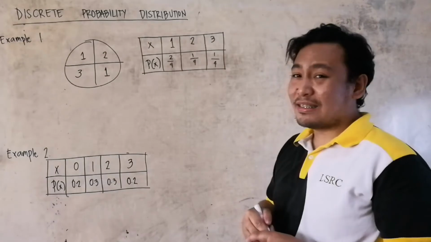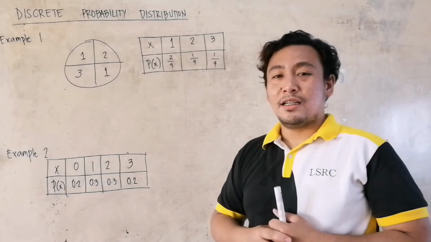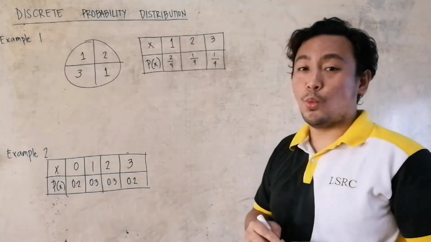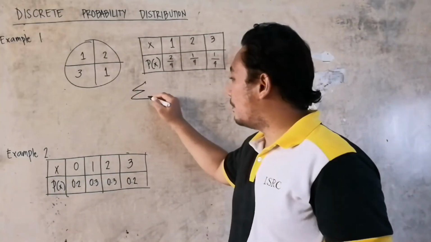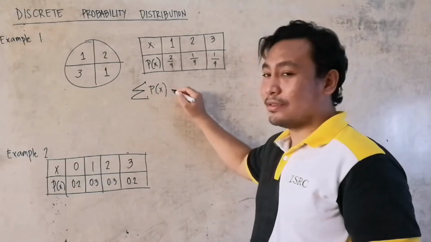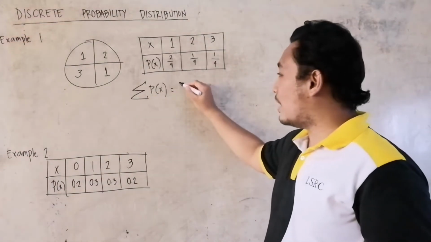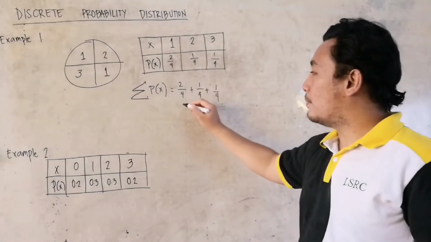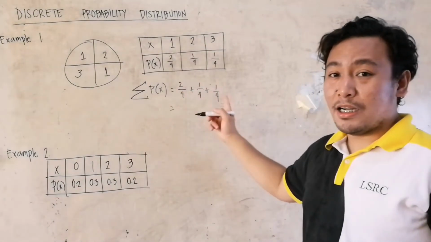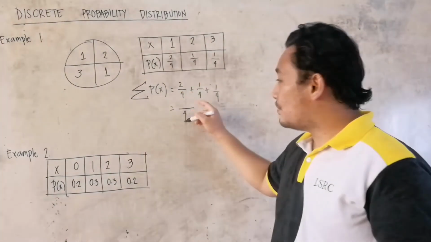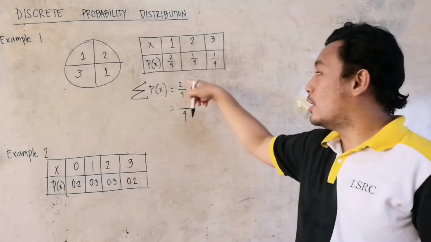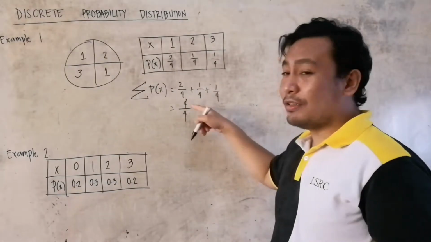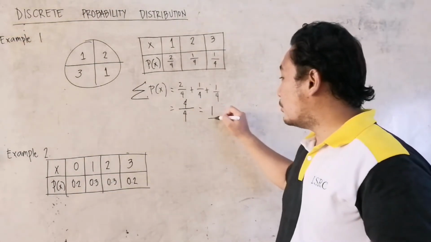So now, let's check the second property. The second property is, pag pinag-add daw natin yan, that should be equal to 1. So this is the summation of P of X. So what are the P of X? We have 2/4 plus 1/4 plus another 1/4. Since they are similar fractions, copyahin na lang natin yung denominator and then ipag-add natin yung numerator. 2 plus 1 plus 1 is equal to 4. And what is 4/4? 4/4 is equal to 1.